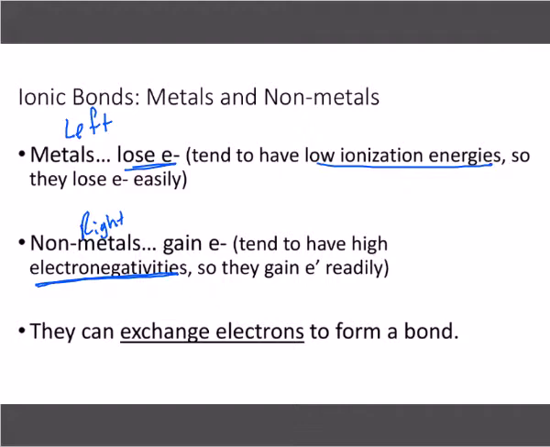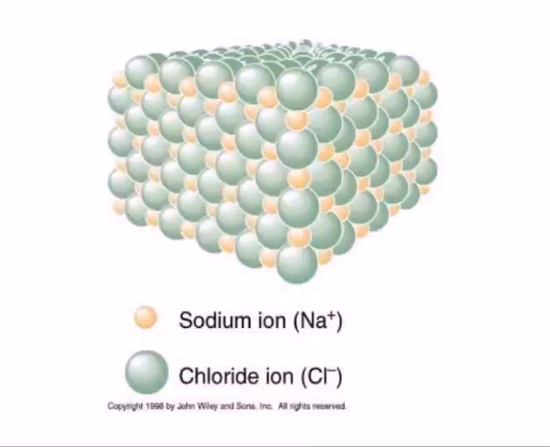Now, that doesn't mean they're always going to do that. Sometimes they will lose depending on what they're bonding to. We'll talk more about that when we do oxidation chemistry later on in the year. But it's that exchanging of electrons that forms a bond. A lot of these pieces that we're talking about today hopefully are somewhat review, which is why I'm going a little bit quicker.